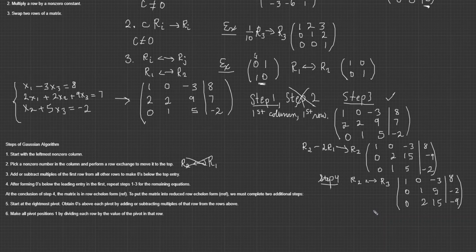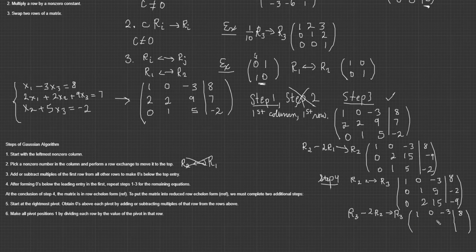And now, at this point, we can go ahead and zero out this 2, because remember we want to have all zeros below this leading entry. We can do that by doing row 3 minus 2 row 2, and put that into row 3. And then that will leave us with 1, 0, negative 3 on the top.